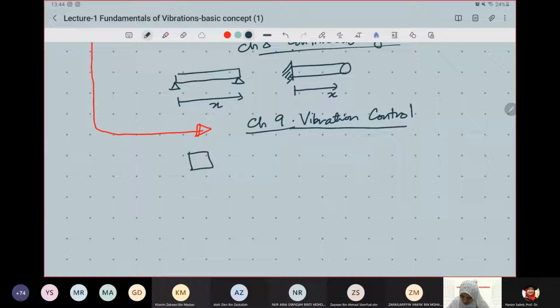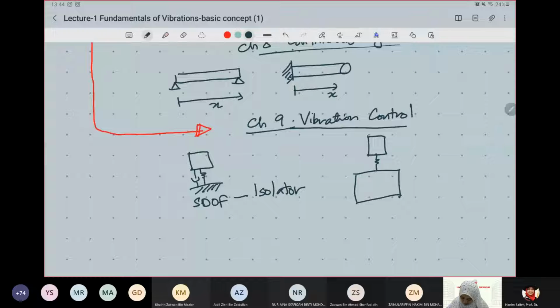So in vibration control, if you look at a single degree of freedom system, you are actually dealing with designing an isolator. And when you have an absorber, you are using the 2 degree of freedom model. All right. So this part here is the isolator. This part here is the absorber.